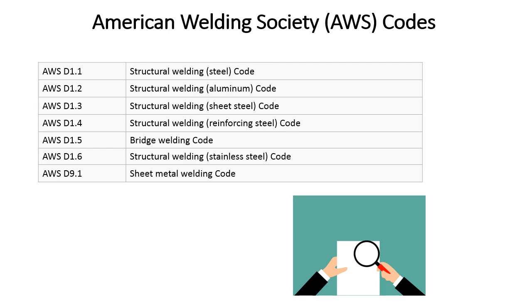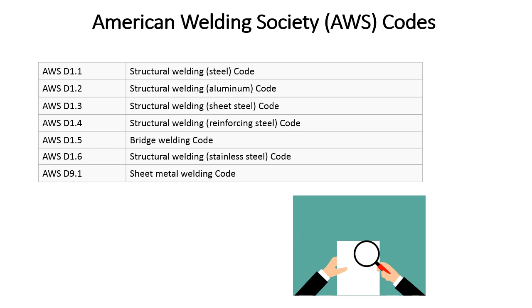And D9.1 is sheet metal welding code. Sheet metal welding code covers all kinds of different sheet metals. And this is different than D1.3 because that's structural welding of sheet steel. So you need to keep your codes in mind, and if you have any questions, look at the front page of a welding code and it'll tell you the scope.